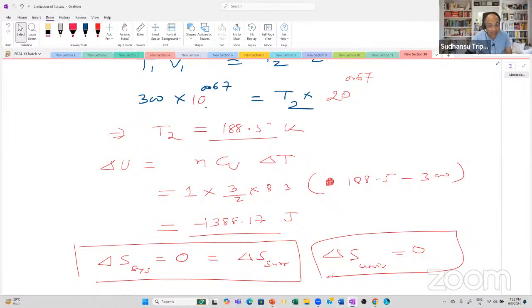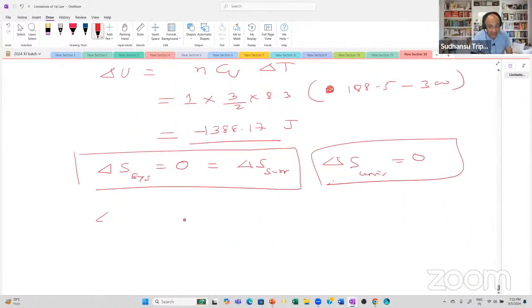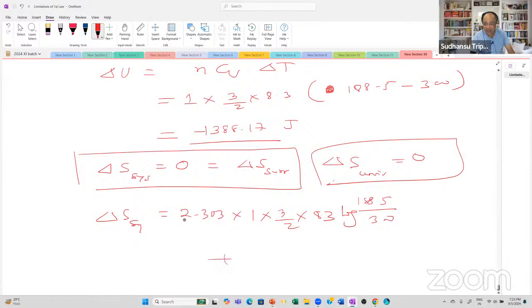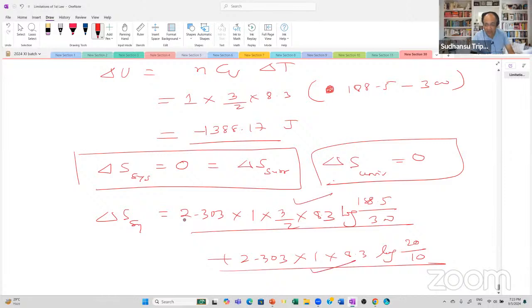And you can testify that. You can yourself check the system by using the same equation, that is 2.303 into 1 into CV, that is 3 by 2 into 8.3 log T2 by T1. This time T2 is 188.5 by 300, plus 2.303 into 1 into R into log V2 by V1. You will find these two terms, this is negative, this is positive, they will exactly cancel, it will come to be 0. That's the beauty.